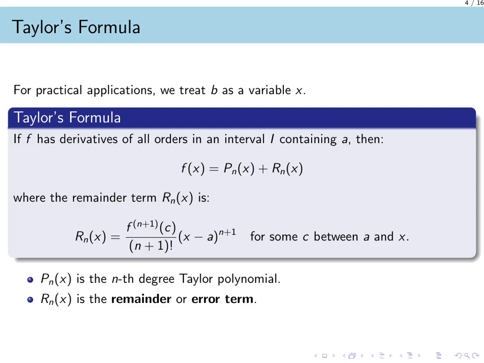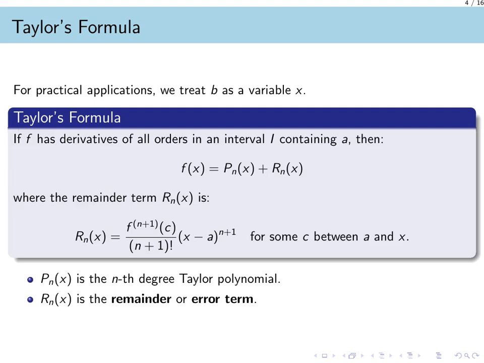We can now reframe Taylor's theorem into a more practical form called Taylor's formula. This version is powerful because it treats the endpoint of our interval not as a fixed number, but as a variable, which we will call x. This allows us to think of the Taylor polynomial as a function that approximates our original function, f of x. The formula states that for any x in an interval containing our center point a, the function f of x is equal to its nth degree Taylor polynomial, which we call p sub n of x, plus a remainder term r sub n of x.